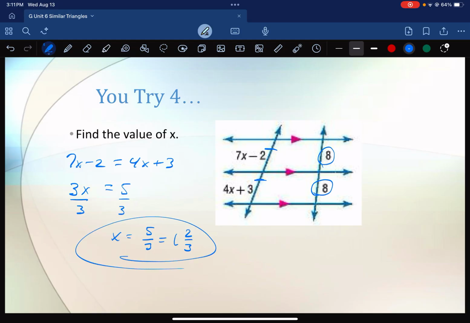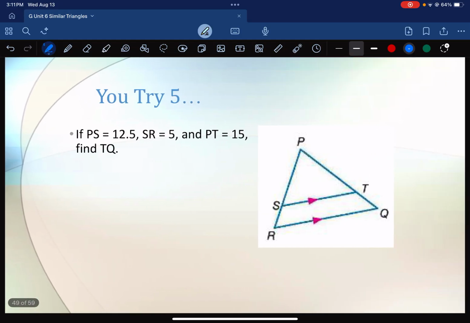Okay. Give this one a try there. I would suggest you label the drawing. SR is 5. PT is 15. Find TQ. Well, this is a perfect proportion setup for you. Right there it is.